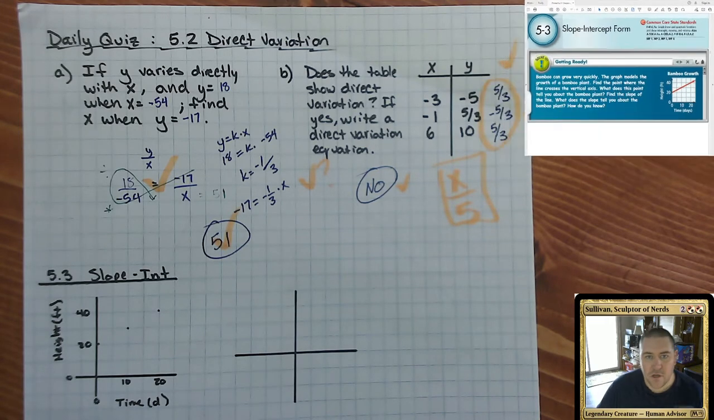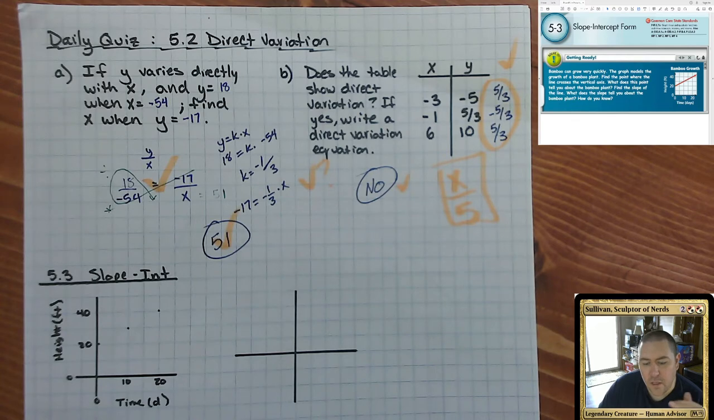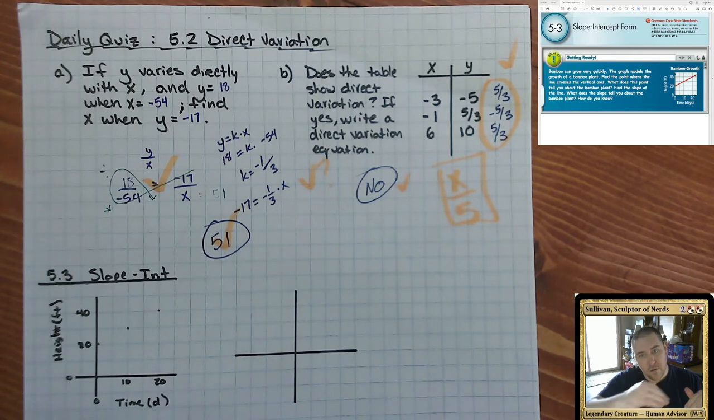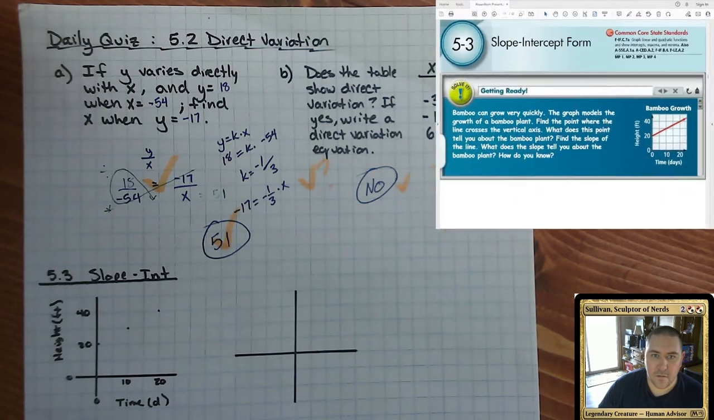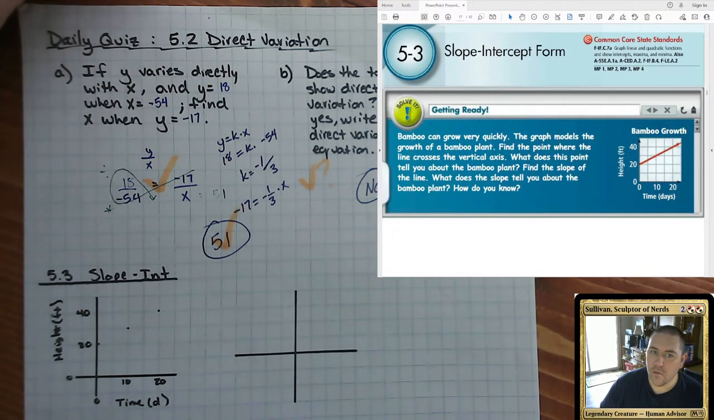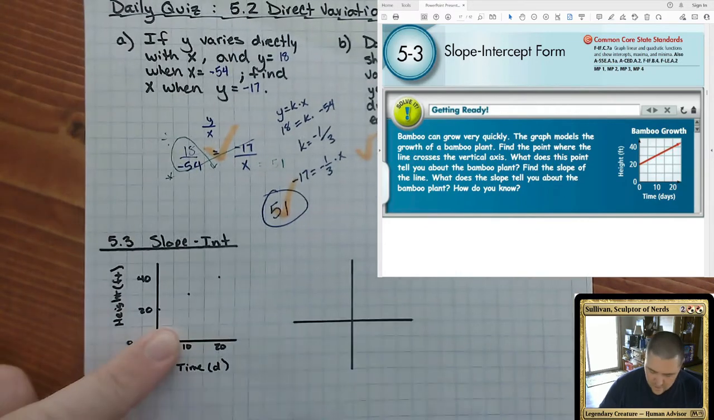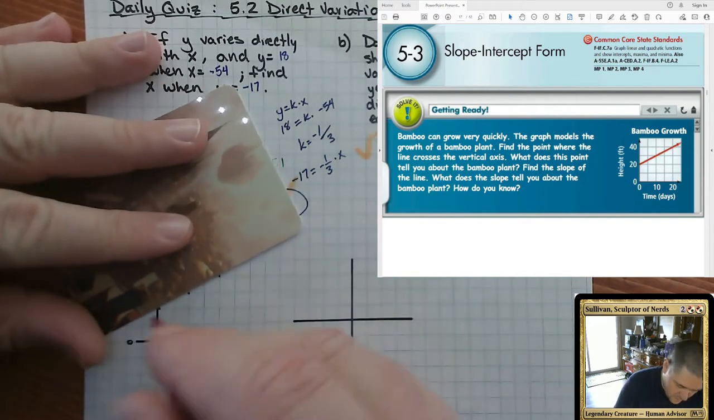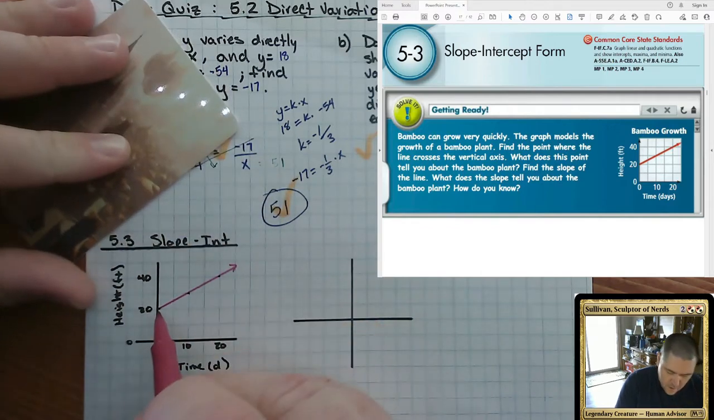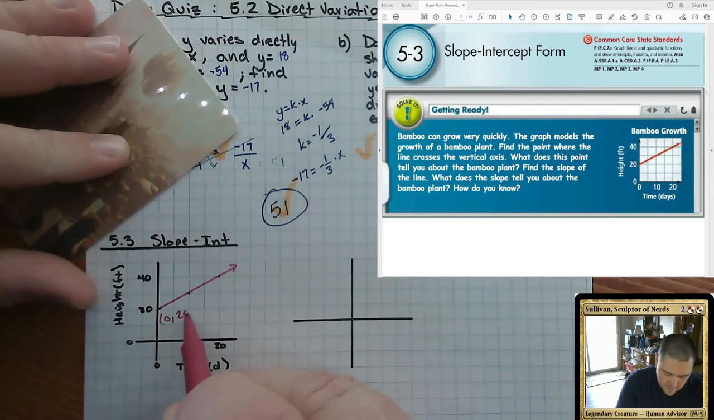It asks us for this prediction, and that's what a slope or a rate of change allows us to do. If I know a rate, that as X increases, Y increases, or X increases, Y decreases, if I know that ratio between them, then I'm able to extrapolate and predict. In this particular case, find the point where the line crosses the vertical axis. Well, it's just 20. You just look at it. What does the point tell you about the bamboo plant? Well, if you're looking at time and height, the time is 0, the height is 20 feet.